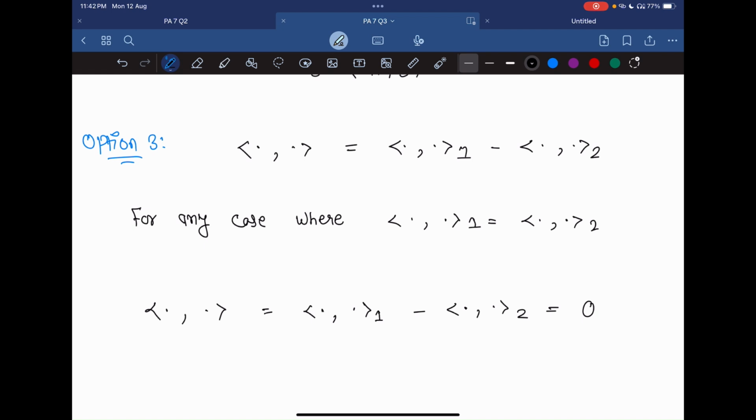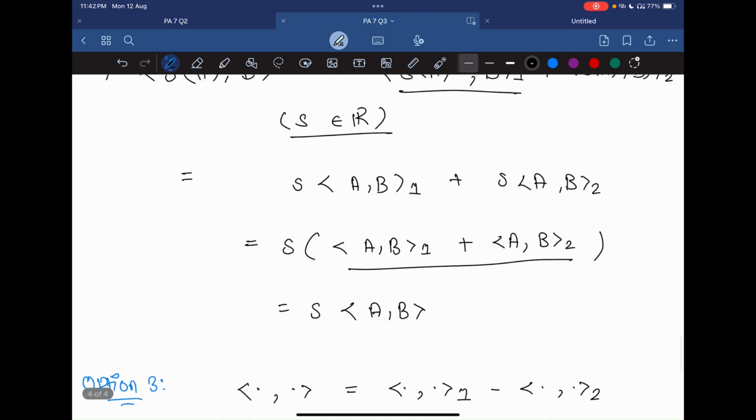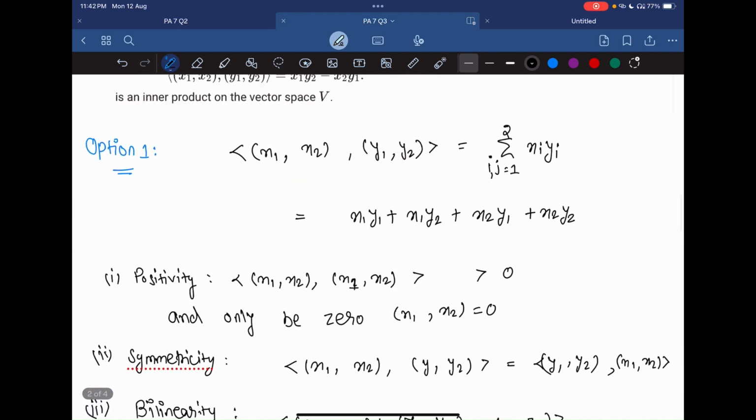This will give us 0 for any matrix A belonging to set V. Whether it is a 0 matrix or not, it will give us 0. So our first condition would not be satisfied in that case, so it will not be an inner product. Option 3 is false.